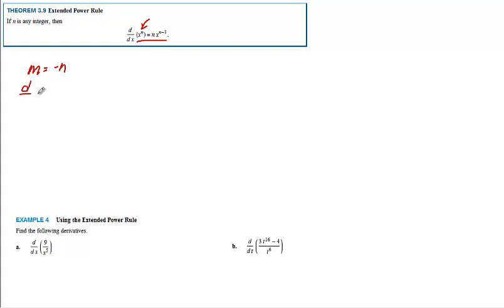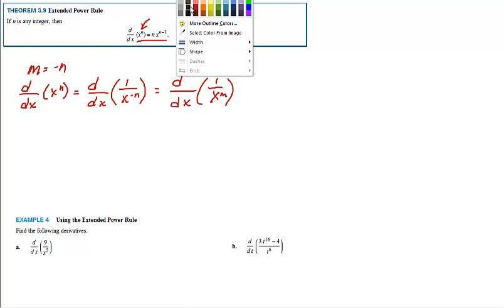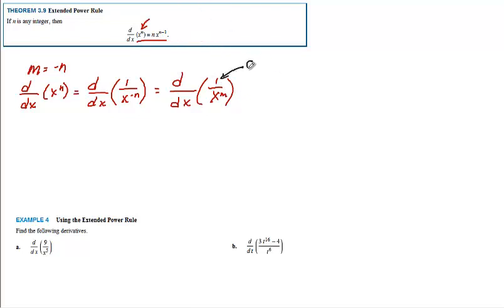So first off, what we really want is the derivative of x to the n. I could write this as the derivative with respect to x of 1 over x to the negative n, and these two are equivalent. Since I know that m is negative n, I could then write this as the derivative with respect to x of 1 over x to the m. Now I have a perfect setup for the quotient rule, whereby this is f and this is g.